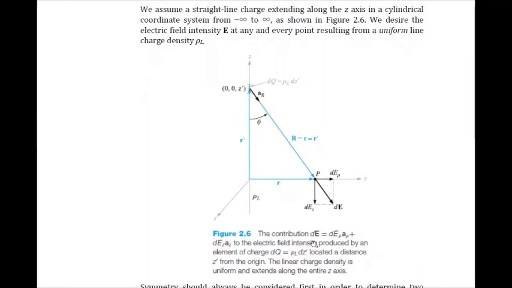The contribution dE equals dE rho a rho plus dE z a z. Yung az natin at saka a rho, ito yung dun sa mga spherical form natin or cylindrical coordinate system. Okay? The electric intensity produced by an element of charge dq equals rho L dz located at distance z from the origin. Then the linear charge density is uniform and extends along the entire z-axis. Okay, we have this one, rho L.